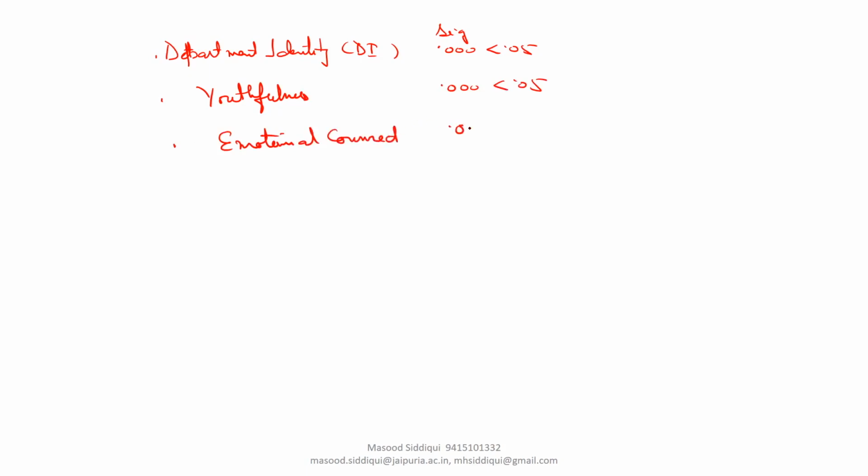Here the p-value is again 0.000, less than 0.05. So they are the significant predictors, or the significant independent variables. It means these variables, departmental identity, youthfulness, and emotional connect, have an impact on the likeliness of the rebranded logo. Right? So let us check these values again.